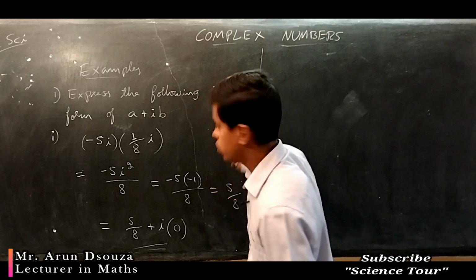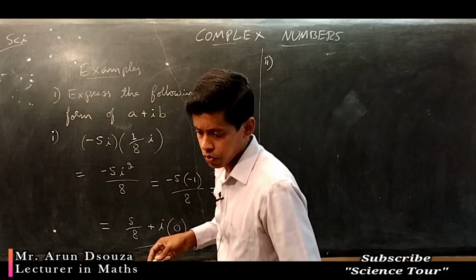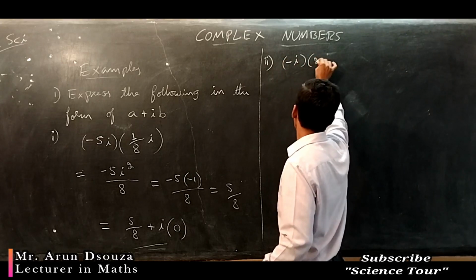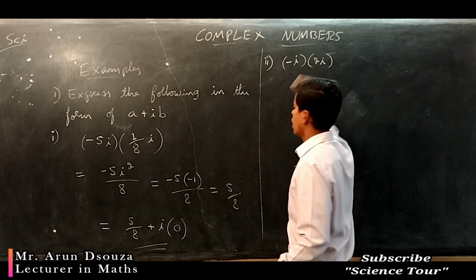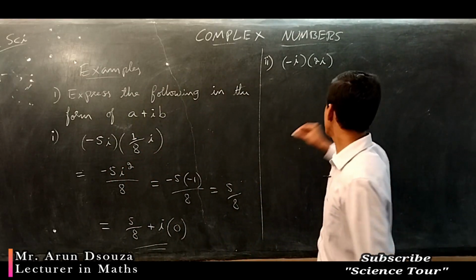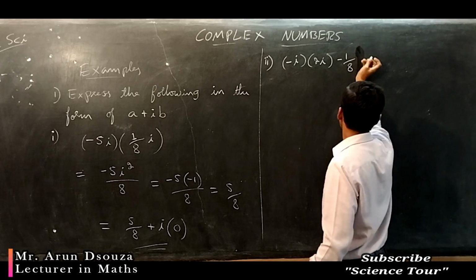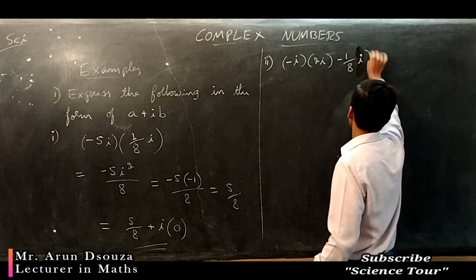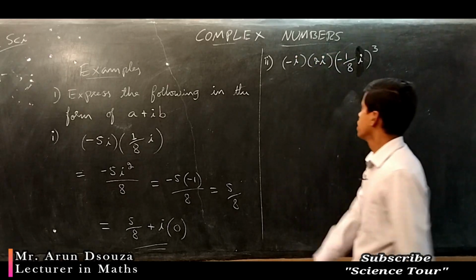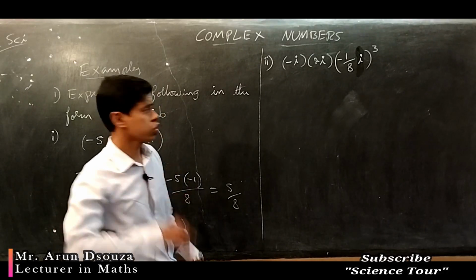The second question you have: minus i into 2i, and minus 1 by 8i whole cube. So you have minus i into 2i, minus 1 by 8i whole cube.